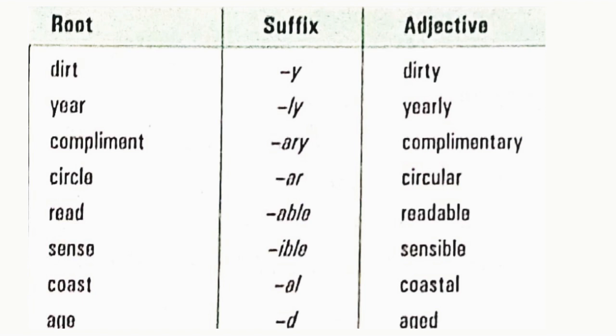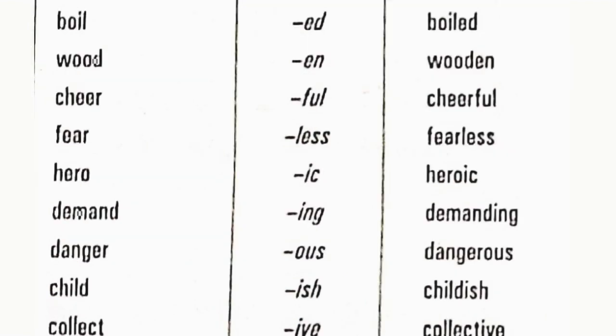Third is ary, which is added to complement and it becomes complimentary. Fourth, circular, ar is added. In the fifth, able, it becomes readable. Ible also means the same as able. When joined with sense, it becomes sensible. Next is al, joined with coast, it becomes coastal. Next, d only, joined with age, becomes aged. Boil, ed, boiled.